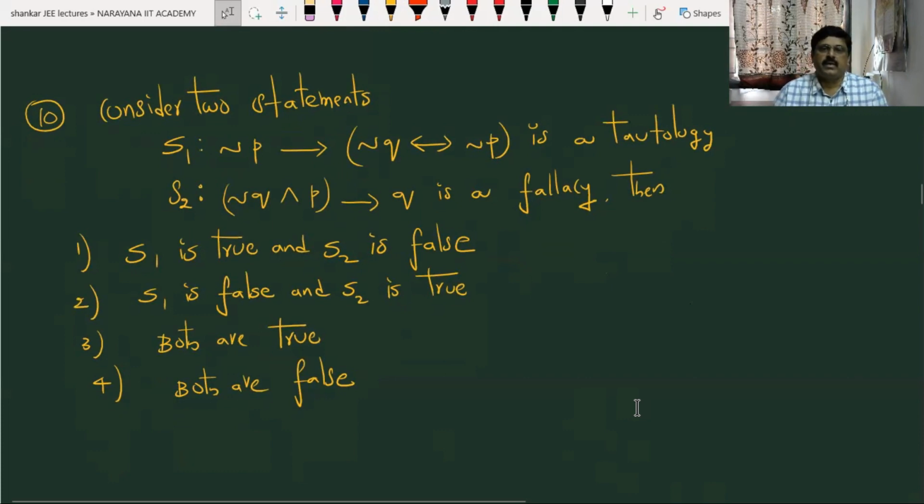Already, students, you know that a statement is said to be a tautology if all are T's in the last column of its truth table, and a statement is said to be a contradiction or fallacy if all are F's in the last column of the truth table of that particular compound statement. Okay, students. Now the options: S1 is true, S2 is false; S1 is false, S2 is true; both are true; and both are false. It is a simple problem, but we have to prepare one tabular form, students.